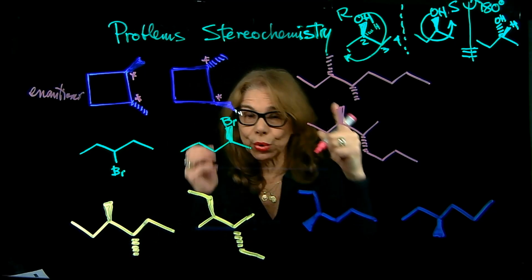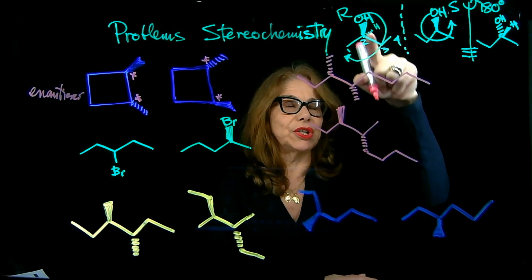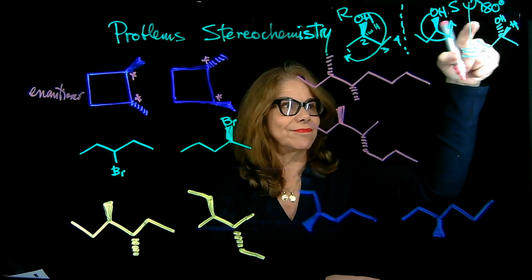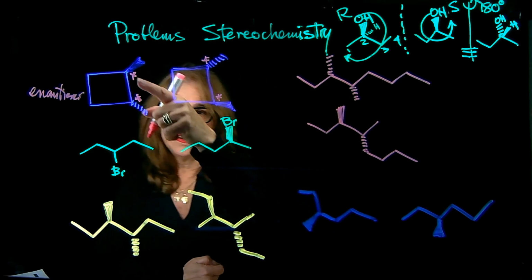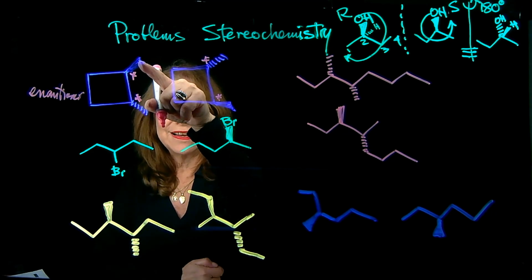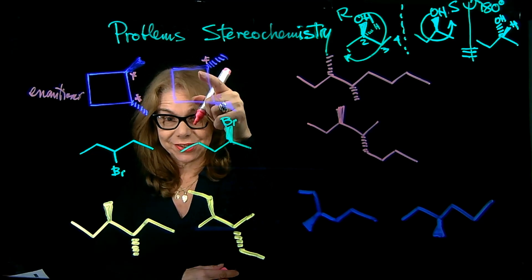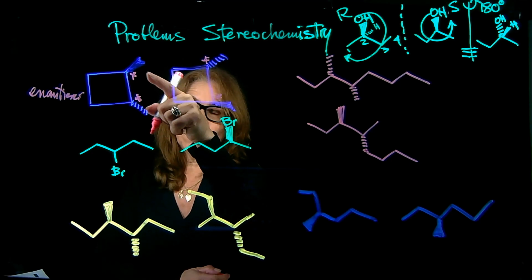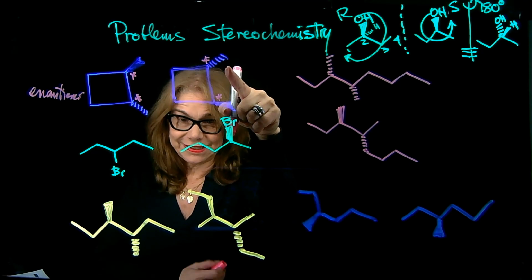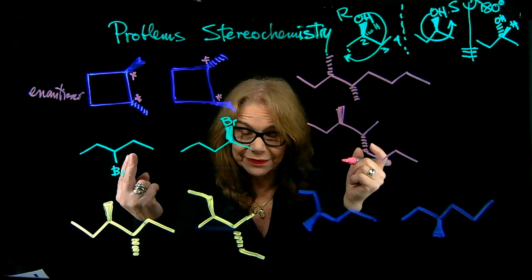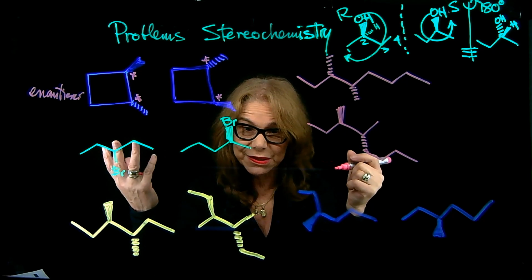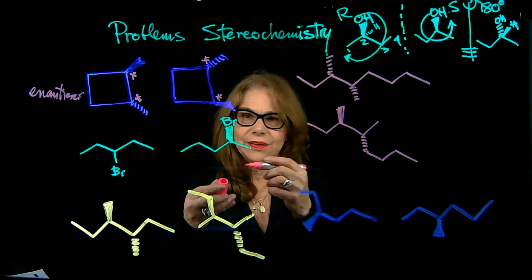Again, one switch: here you're switching OH and H. One switch changes the absolute configuration. Here it's like you're switching the methyl with the H that is behind. So the absolute configuration has changed. The two chiral centers have the opposite configuration, so they are enantiomers.